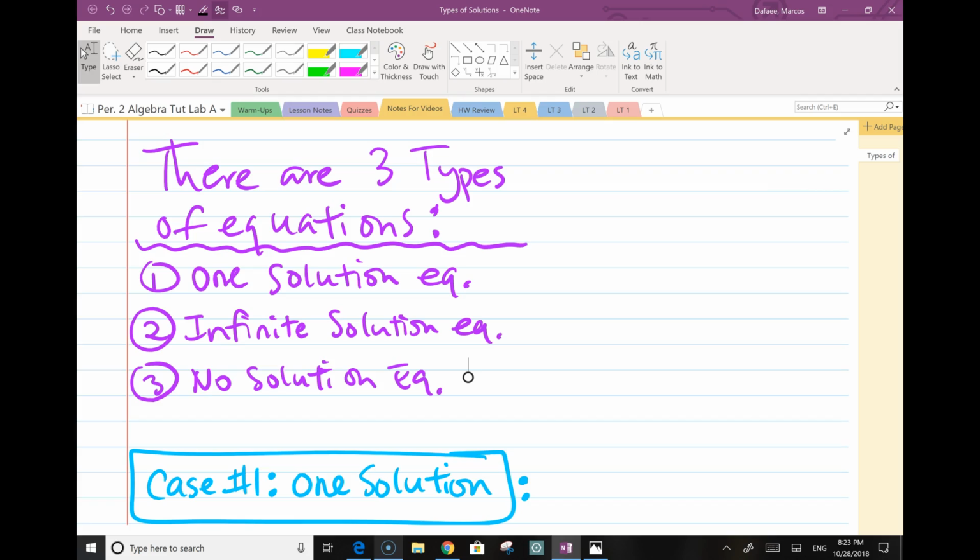The second possibility is that the end of an equation could have infinite solutions. So that means that no matter what number is chosen for the variable, the number chosen would work. The third possibility is that the result of the equation is that there is no solution to that equation. It cannot be solved. There's no value which would make the equation work at all. So those are the three possibilities: one solution, infinite, and none.